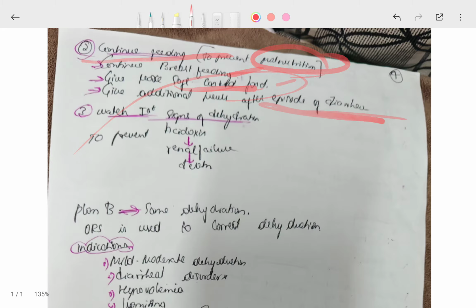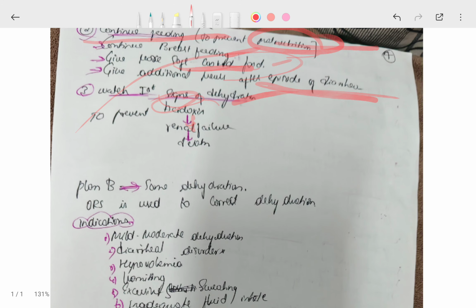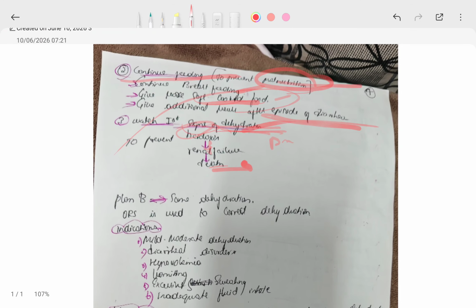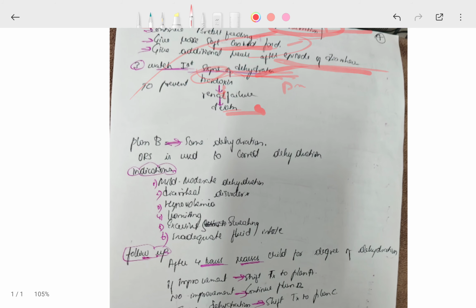It may be because acidosis will cause renal failure and finally death. So these signs are important, which are called danger signs of dehydration. And this is all about plan A. Now coming to plan B. Plan B is given for some dehydration.